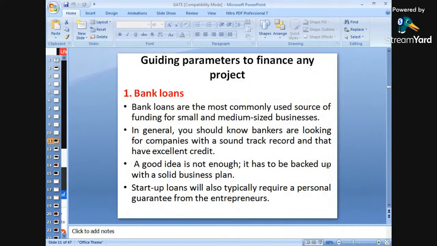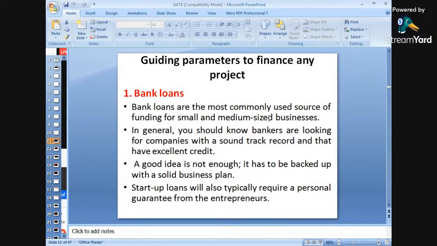Next is guiding parameters to finance any project. What are the different guiding parameters, and what are the different things considered? What are the parameters to be considered while project financing? So first, lenders and bank loans. One of the simplest means for the financing of construction of any project is nothing but bank loans.